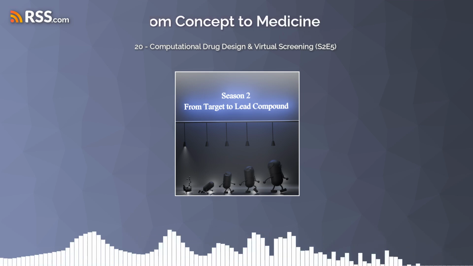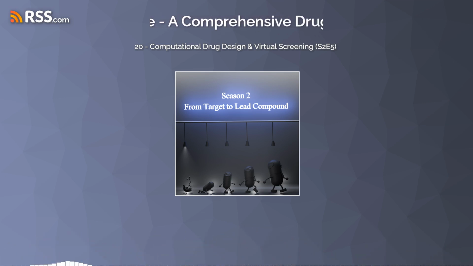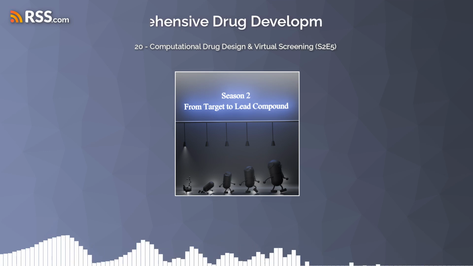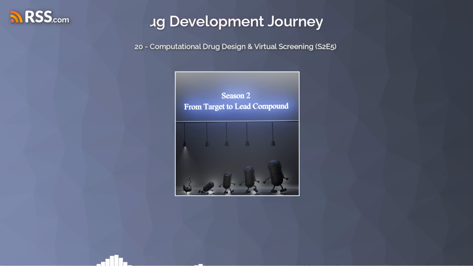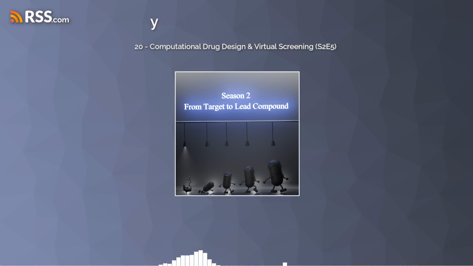So we've talked about molecular docking and virtual screening, but what about the compounds we choose to screen? How do researchers decide which ones to test? Is it just random, or is there a strategy? Oh, it's definitely not random. There are a few key approaches.